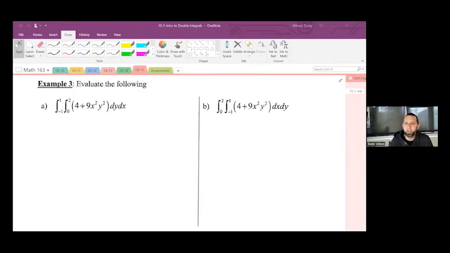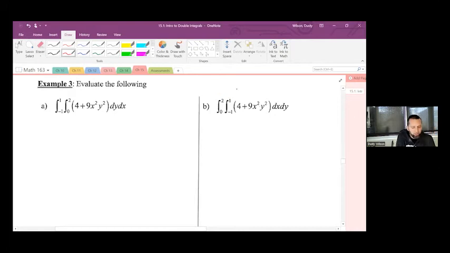Example 3, evaluate the following. I just want to make it clear what's going on here. Notice that in A, we have y then x, and then in B, we have x then y. In A, the outer limit is -1 to 1, and the inner limit is 0 to 2. In B, the outer limit is 0 to 2, and the inner limit is -1 to 1. So these are just the same question, but in the reversed order. We want to see what happens here.